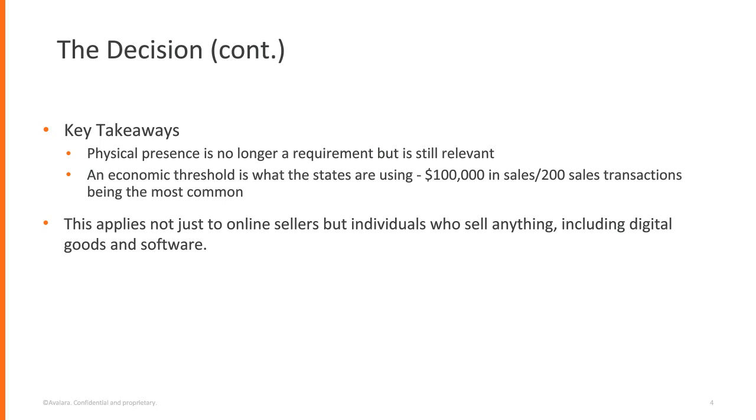Economic thresholds were instituted in many states, many of them being in the range of $100,000 or 200 individual transactions. And it not only applied to online sellers and individuals who sell things, but it also applied to goods, digital goods, as well as software.